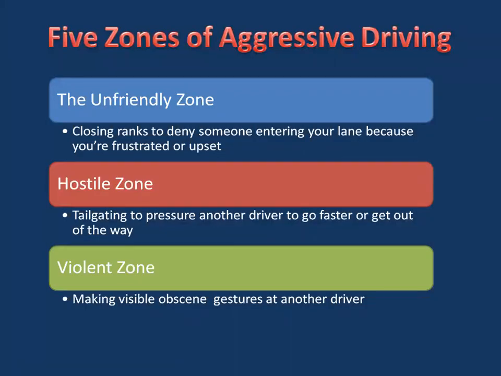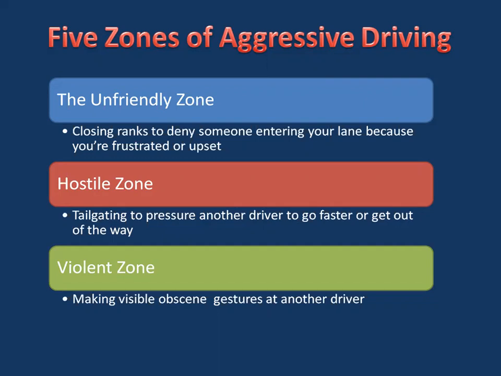There are 5 zones of aggressive driving. The first one is unfriendly zone: closing ranks to deny someone entering your lane because you're frustrated or upset. The second one is hostile zone: tailgating to pressure another driver to go faster or get out of the way.